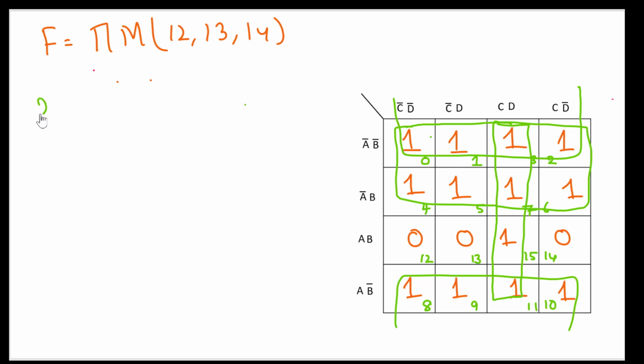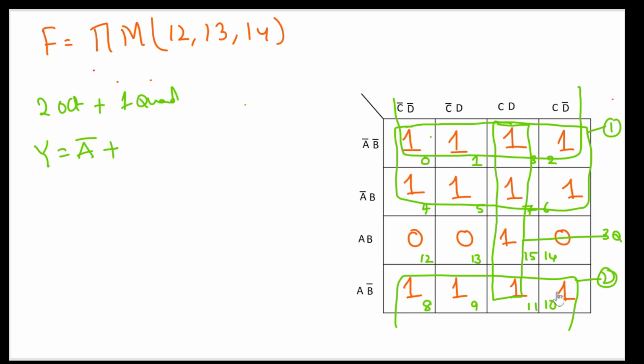That means you have two octets plus one quad. I will try to get the final expression for this. So this is the first octet, second octet, and this is the third quad. First we'll write the output Y equals, take the first one, this octet. This entire row is 1, meaning C and D are getting complemented, so you can eliminate C and D. If you look at these two, A bar B bar and A bar B, B is getting complemented, so you end up with only A bar.